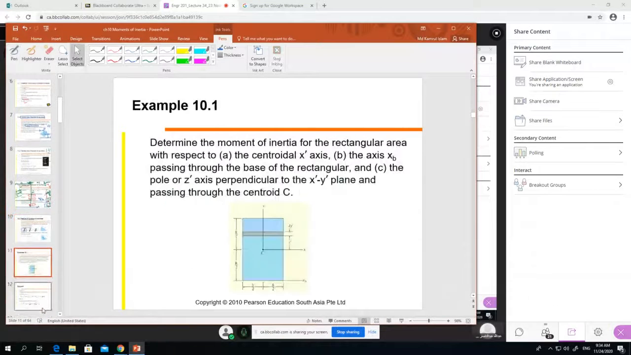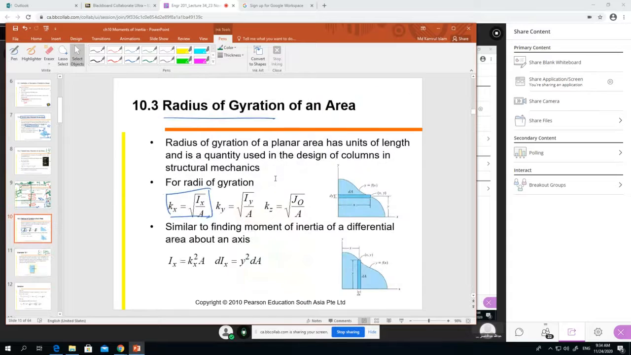Okay. Next, what we learned already is that Ix equals the integration of y squared dA, and Iy equals the integration of x squared dA, right? That's what we learned previously. Now what we want to learn is the moment of inertia with respect to a rectangular area.